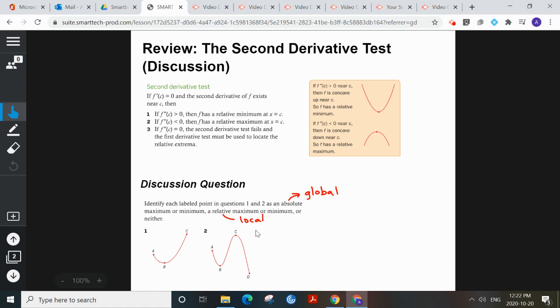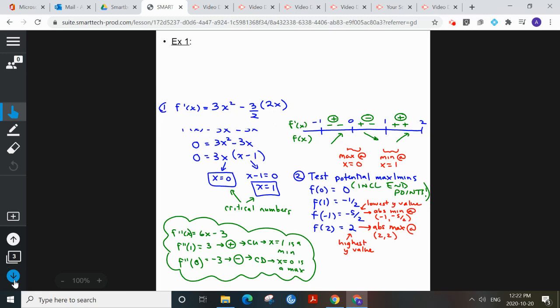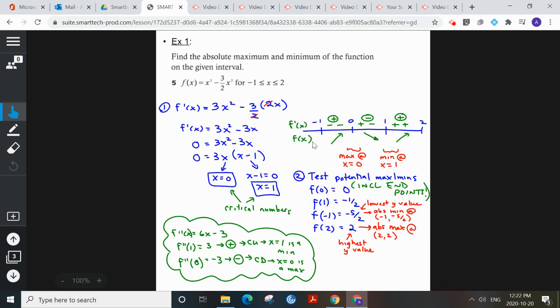Okay, so this is a discussion question I usually do in class, but I'm going to skip it in the interest of time. So we're just going to review quickly.